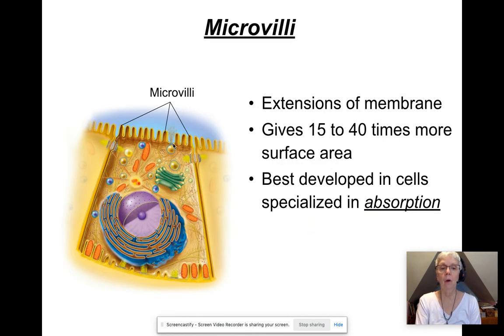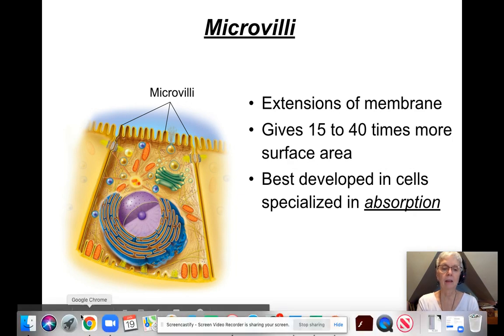Now, also on the outside or external face of this, you find these little microvilli. Now, they sort of look like finger projections, right? So they give you 15 to 40% more of your surface area. They also are specialized for absorbing anything you need inside the cell.